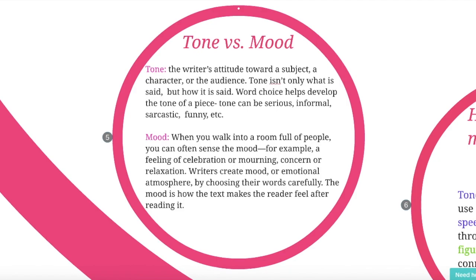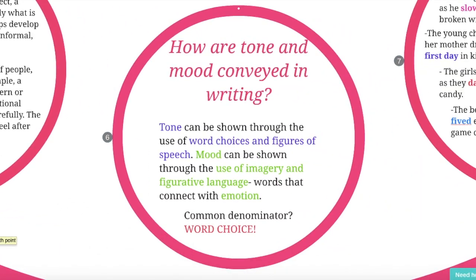Are people sad? Are they happy? Is it a celebration? Are they relaxing? So writers create mood or emotional atmosphere also by choosing their words carefully. The mood is how the text makes the reader feel after reading it. All right, so then how are tone and mood conveyed in writing?